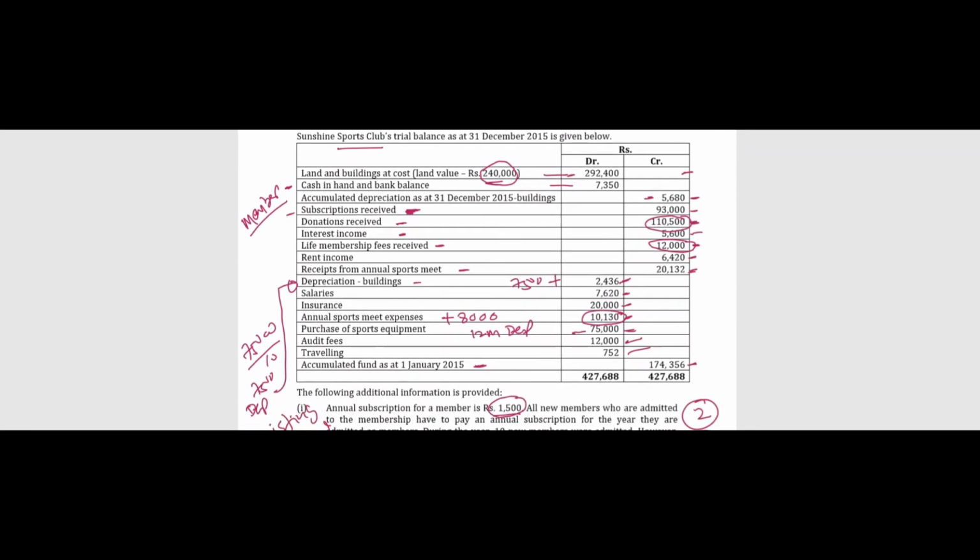So this is under non-current assets. You need to segregate the land value and the building value. Okay, so 292,400. How much is 292,400 minus 240,000? 52,400 will be the building.